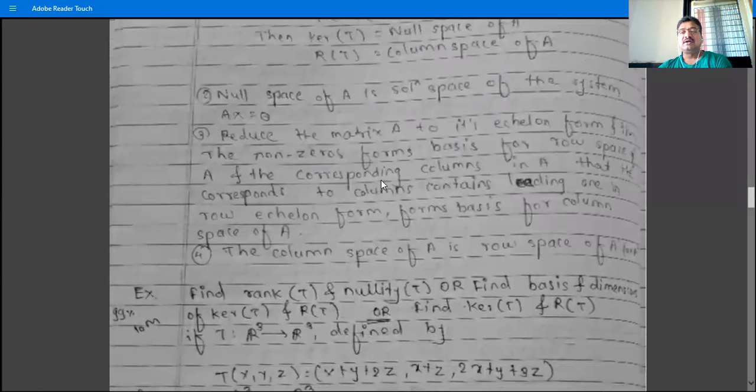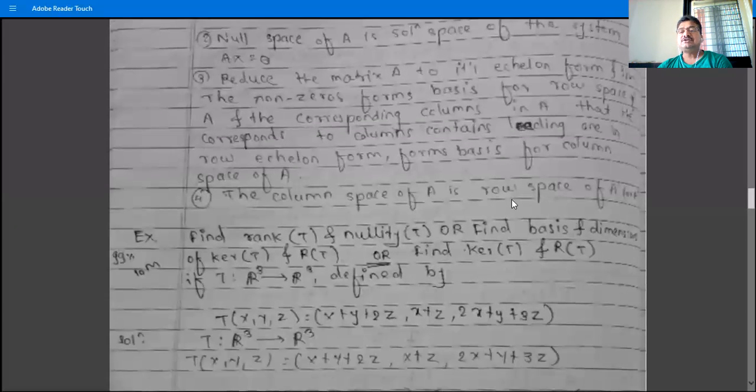So how can we obtain the basis for column space of A? Reduce the matrix A to reduced row echelon form, and then note the columns that contain leading one, and the corresponding columns in the matrix A form the basis for column space of A. Or we can obtain it by writing A transpose and then obtaining the basis for row space of A transpose, and it is a basis for column space of A.